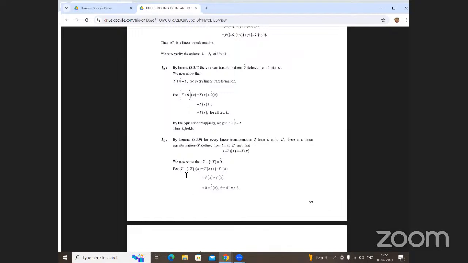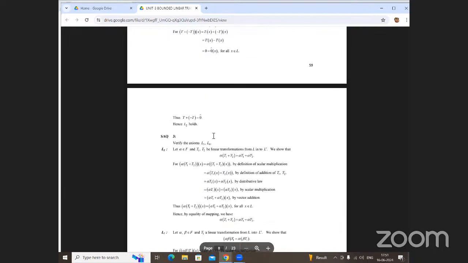L2 property is the additive inverse. According to the transformation, T plus minus T of x equals T of x plus minus T of x. This is T of x, and again plus of minus is minus T of x. That value is 0, because a plus of minus a equals 0. On transformations, T plus minus T equals 0 cap of x. Now we can verify the remaining parts. L2: T plus minus T equals 0 cap, because the image of the element is the 0 element, 0 cap.